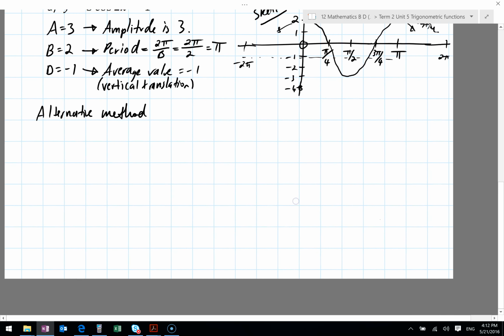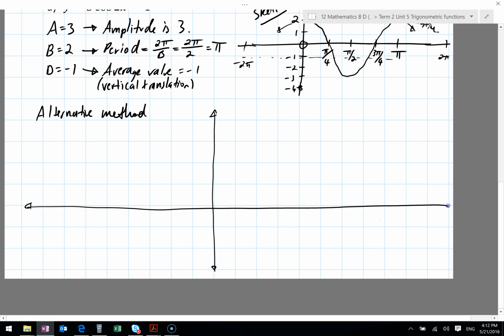The alternative method is to draw up my set of axes. Since I know I'm going to do this properly, I know that I need to go from minus pi to 2 pi, so I'll draw these on.